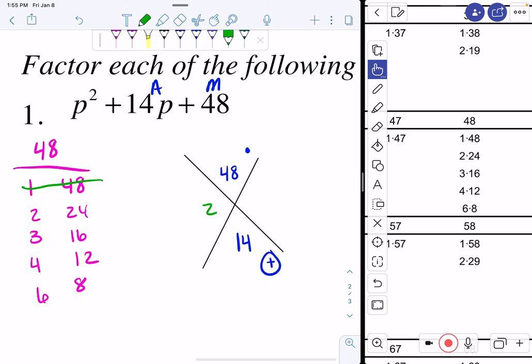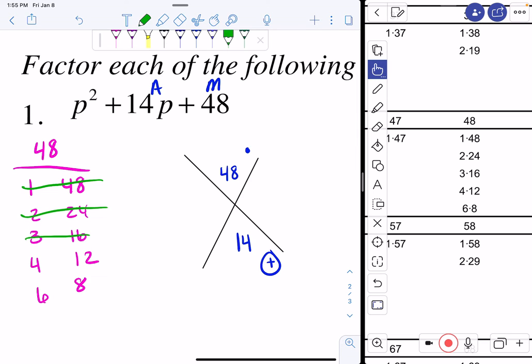2 and 24. 2 times 24 is 48. That works, but 2 plus 24 is 26, not 14. That doesn't work. 3 and 16 now. So I do my 3 and my 16. 3 times 16 is 48, but 3 plus 16 is 19. I'm getting closer, but it's not a 14.